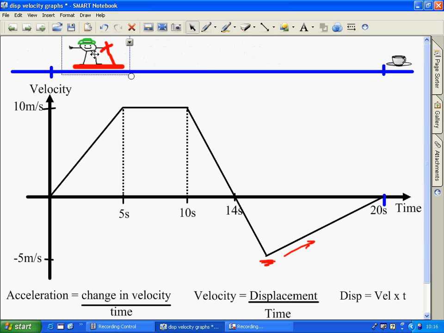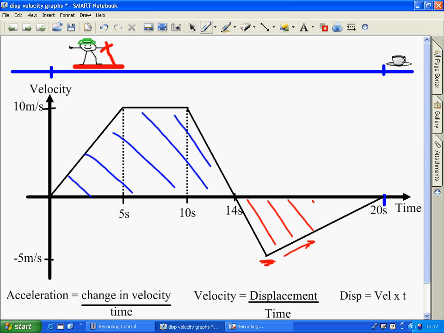Where does young Cedric end up? Well, the same as the distance is the area under a speed time graph, displacement is the area under a velocity time graph. So we could work out the area of each of these sections. Now these three here I'm going to do in blue would give us a positive value. Because we have direction here as well as magnitude, the area of this section here would give us a negative value. And what we would do is we would work out the area of each section.